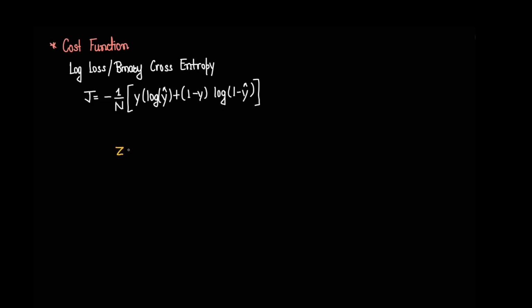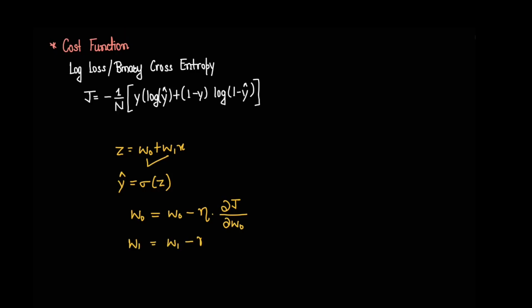Suppose we have a very simple model like z equal to w naught plus w1x. These will be our trainable parameters. Obviously we're going to have y hat as sigma of z, and then we'll apply gradient descent to find the values of w naught and w1. Again, w naught will be assigned the value of w naught minus our learning rate times, this time, our loss function J, the log loss or binary cross entropy, differentiated with respect to w naught. For w1 it is the same thing, just the gradient will be with respect to w1. Similarly, if you have other parameters, the gradient will be with respect to those.